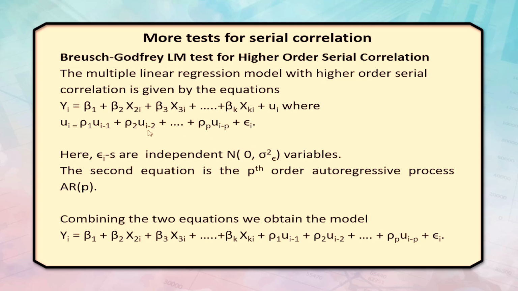And the second equation is autoregressive of order p. So, combining, we have this regression where y is regressed on an intercept, x2, x3 up to xk, and in place of ui we have rho 1 ui-1 through rho p ui-p plus epsilon i. So, let us now see how we can detect the presence of serial autocorrelation.